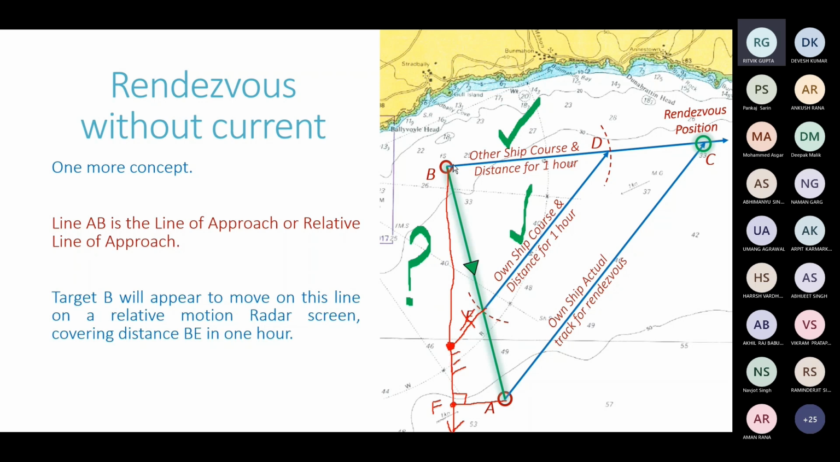So it means that the target ship on a radar, which is on a relative motion, would appear to move on this particular line. As you travel ahead, you keep on steaming, the target ship will keep on coming on this line towards you. So this is how it will be approaching you. Okay, beta? Clear? Yes sir. Okay. Beta, any more doubt?